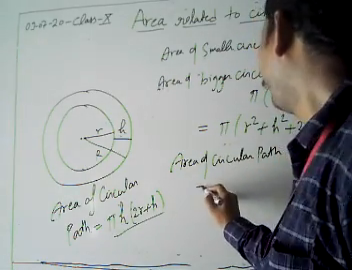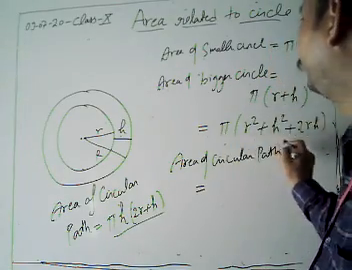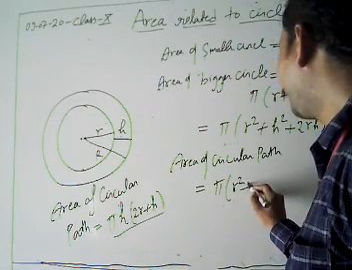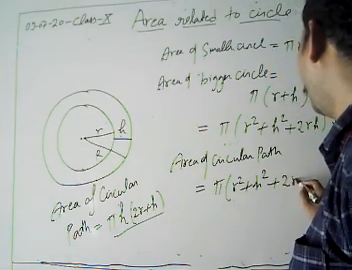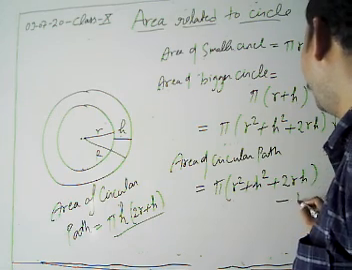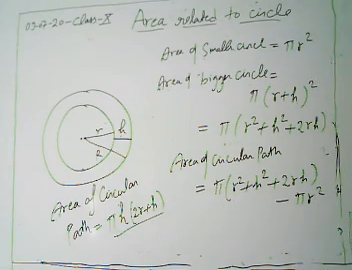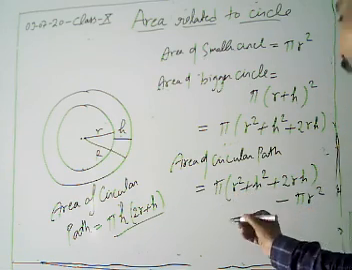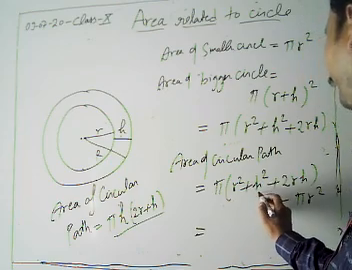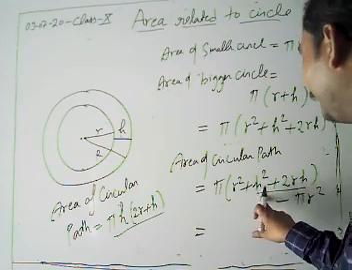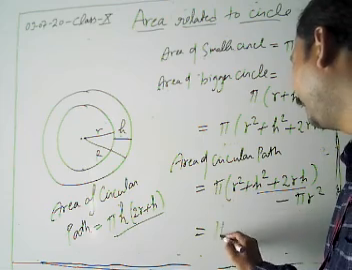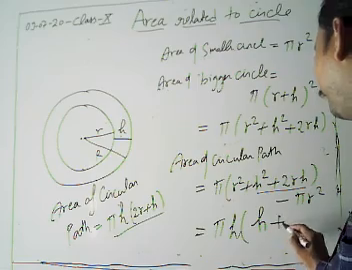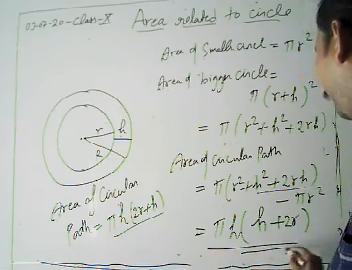Now to find the area of the circular path, we subtract the area of the smaller circle from the area of the bigger circle. Then pi (r square plus h square plus 2rh) minus pi r square. The pi r square terms cancel out. Only two terms remain, h square plus 2rh. Taking h common, we have pi h (h plus 2r). This is what we needed to prove.